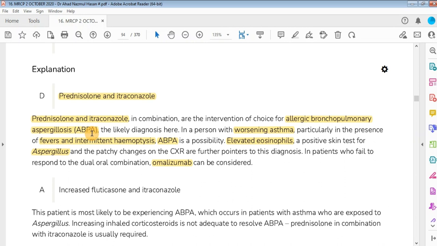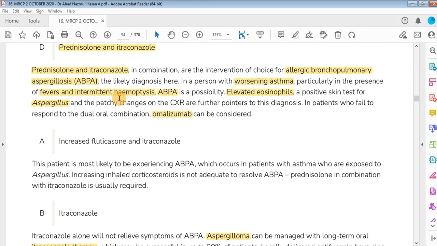Prednisolone and itraconazole combination are the intervention of choice for ABPA, the likely diagnosis here. In a patient with worsening asthma, particularly in the presence of fever and intermittent hemoptysis, ABPA is a possibility. Elevated eosinophils, a positive skin test for aspergillus, and the patchy changes on the chest X-ray are further pointers to this diagnosis. In patients who fail to respond to the dual oral combination, omalizumab can be given.